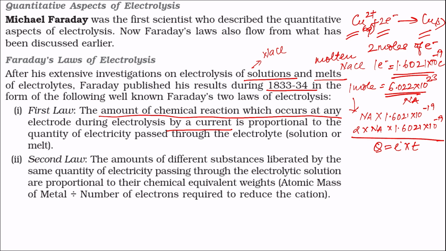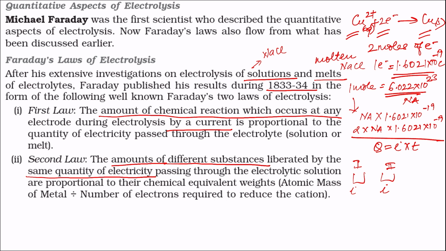Second law: the amounts of different substances liberated by the same quantity of electricity passing through the electrolytic solution are proportional to their chemical equivalent weights. Equivalent weight is equal to the atomic mass of the metal divided by the number of electrons required to reduce the cation. If there are 2 electrolyte solutions, let them be 1 and 2, and the same amount of electricity is passed through both.